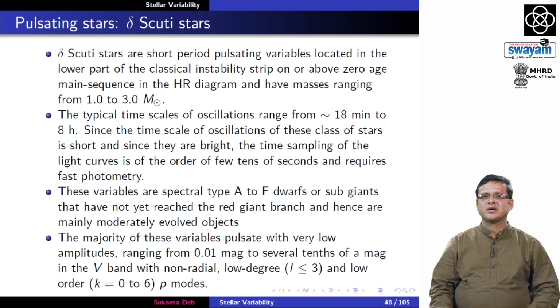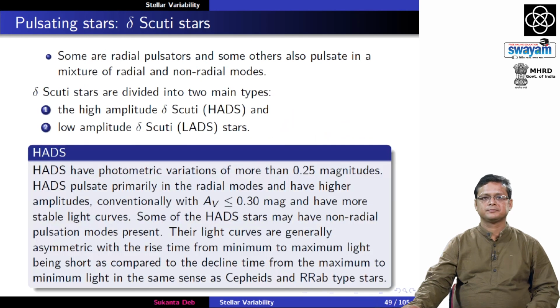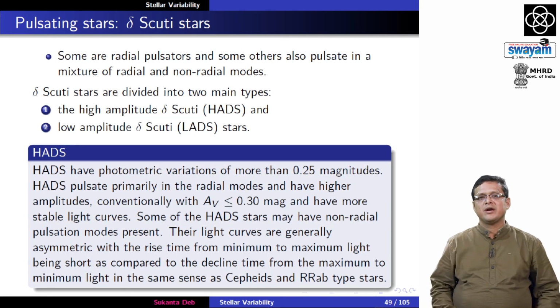These variables are spectral type A to F dwarfs or subgiants that have not yet reached the red giant branch and hence are mainly moderately evolved objects. The majority of these variables pulsate with very low amplitudes ranging from 0.1 mag to several tenths of a mag in the V band with non-radial, low degree and low order P modes. Some are radial pulsators and some others also pulsate in a mixture of radial and non-radial modes.